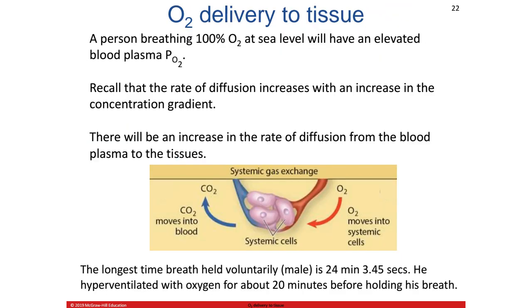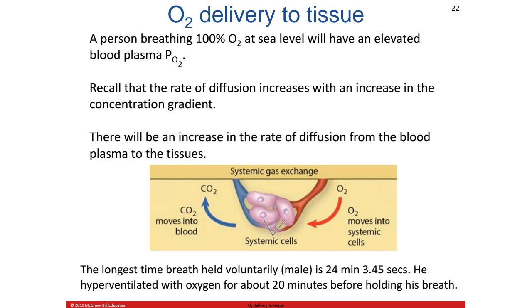Okay, so we basically have determined that probably there won't be a very large effect of breathing 100% oxygen at sea level. There may, in fact, be a subtle effect, though, and let me explain that subtle effect. So if a person is breathing 100% oxygen at sea level, that will, in fact, elevate their blood plasma level of oxygen, right? So the PO2 will be increased, the partial pressure of oxygen.